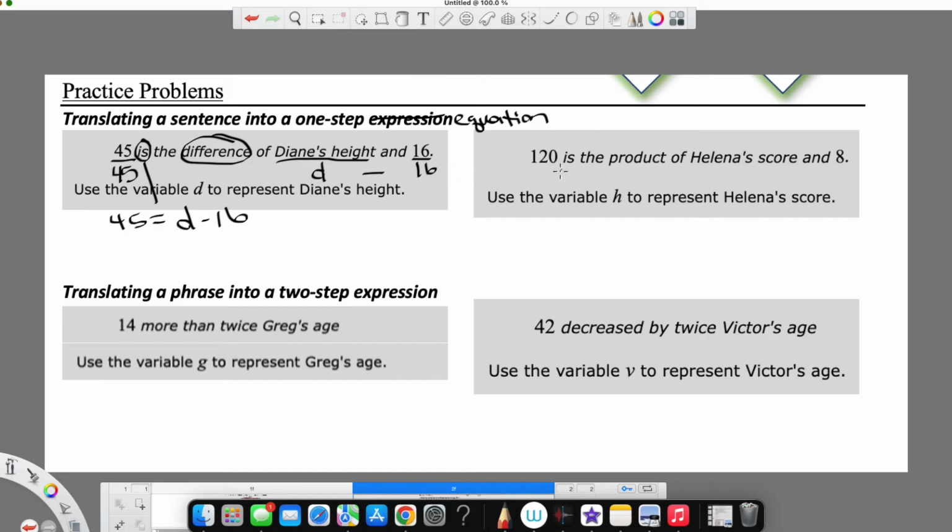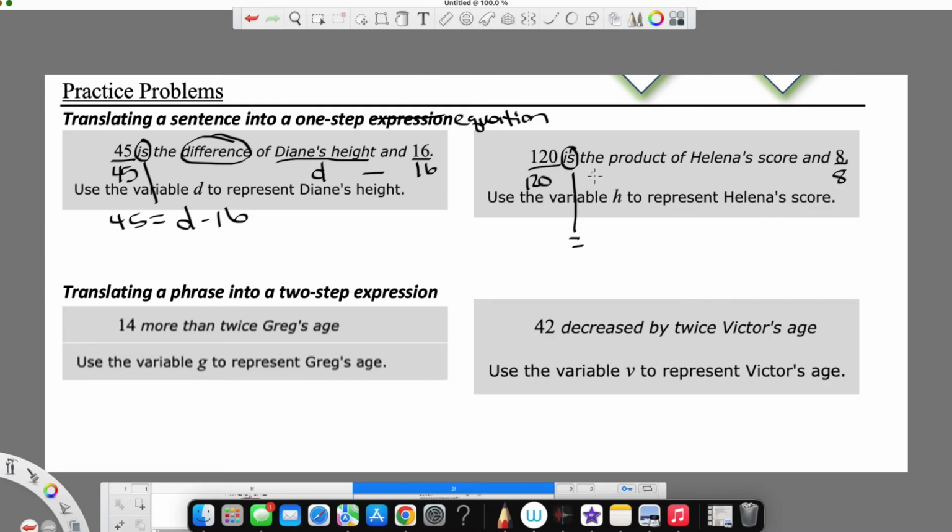All right, so I have 120. So hopefully that's, again, very straightforward. "Is", that's the word signifying we do have an equal sign. And that is the word that they will use. They will either use "equals" or "is". The product of Helen's score and 8. So again, I have 8. And the numbers are pretty straightforward. They're not even putting them in word form. They're just leaving them in number form.